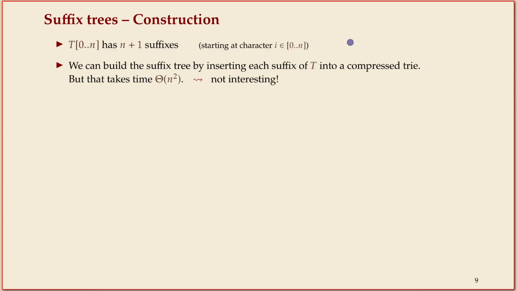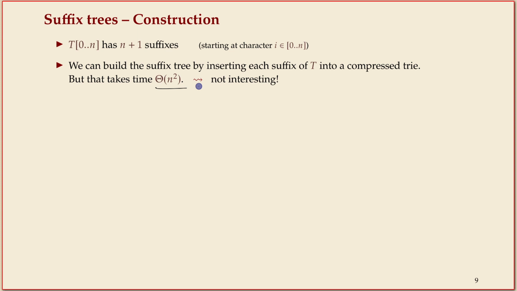I've mostly discussed this already on our example, but to have it in proper writing, if I have a text and I append the $, it has n+1 suffixes because I added one more symbol. We can build the suffix tree easily via the route I've shown you by inserting one suffix after the other in a compact trie, or for that matter, build the standard trie first and then compactify it. Both give you quadratic time, and it turns out that that's not interesting.